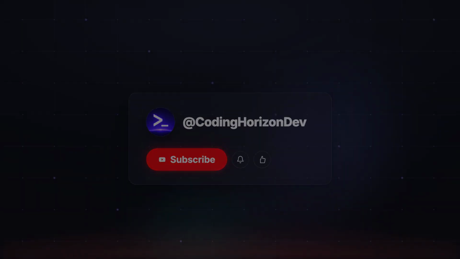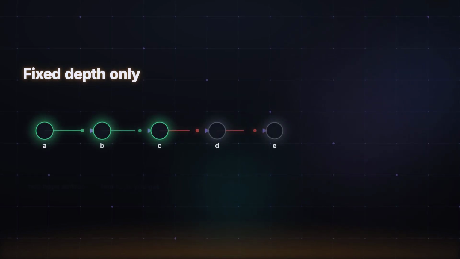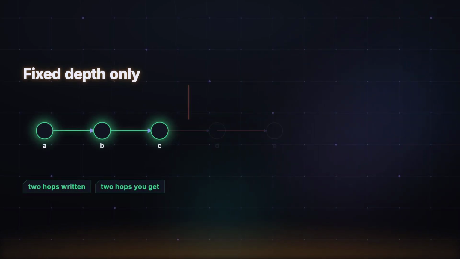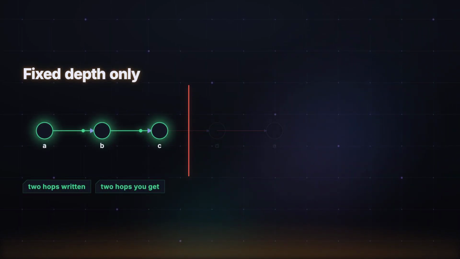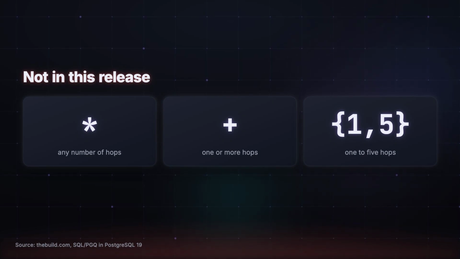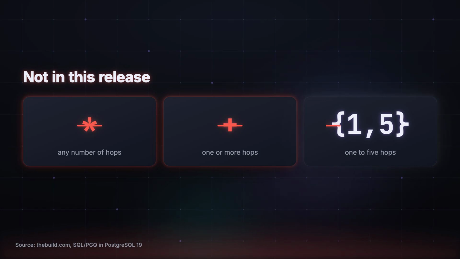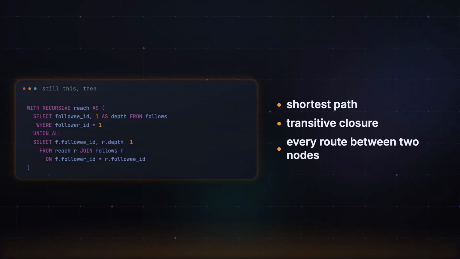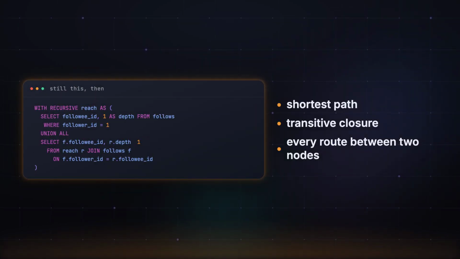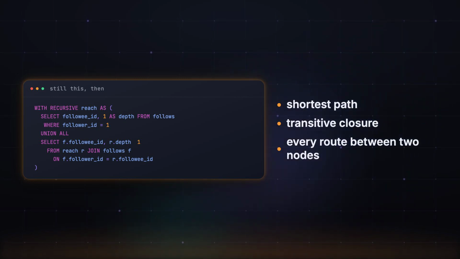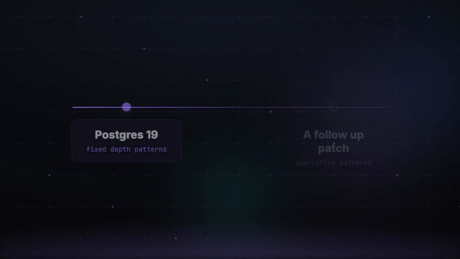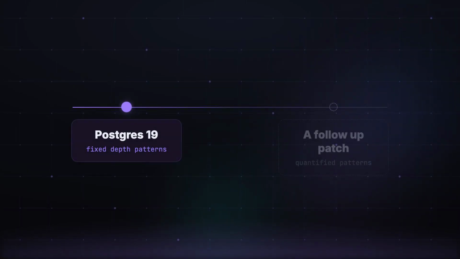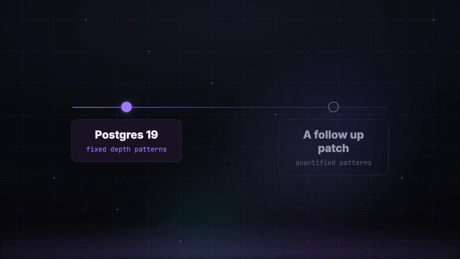Now, back to the video, because Postgres 19 only does fixed depth patterns. 2 hops written down gets you 2 hops. The quantifiers are not in this release. Star, plus, curly brace ranges. Ask for 1 to 5 hops and it will not run. So shortest path, transitive closure, every route between 2 nodes. Still a recursive CTE like before. Quantified patterns are planned for a follow-up patch. Worth knowing, but they are not in Postgres 19.